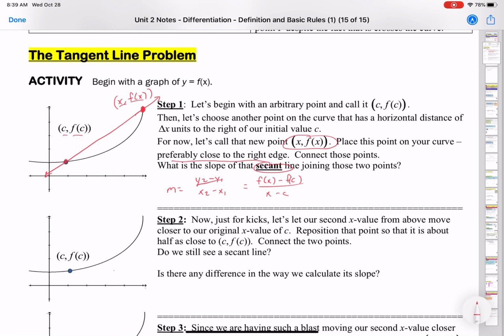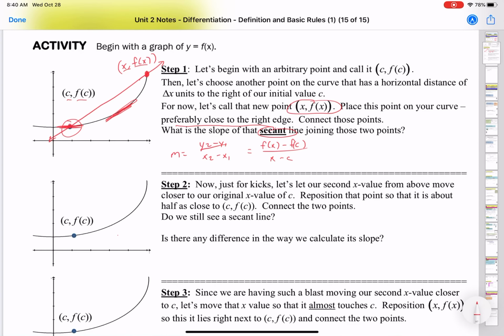Now, how well does the slope of this line match the slope of the curve? Well, it kind of depends where we're talking. It looks like it might match the slope of the curve here, but really I'm concerned about this point, and it doesn't do a very good job of matching the slope at that point. That's almost a horizontal slope. So with that secant line that we drew, we didn't do a great job approximating the slope at point c. So step 2 says, okay, well, let's take that point and move it a little bit closer. Let's move it maybe here. So let's move x, f of x, closer to c, f of c.